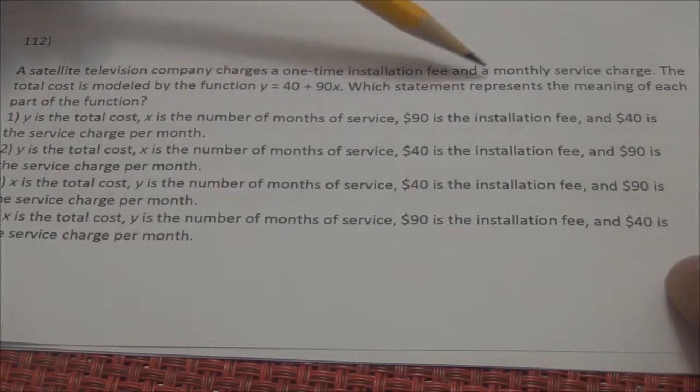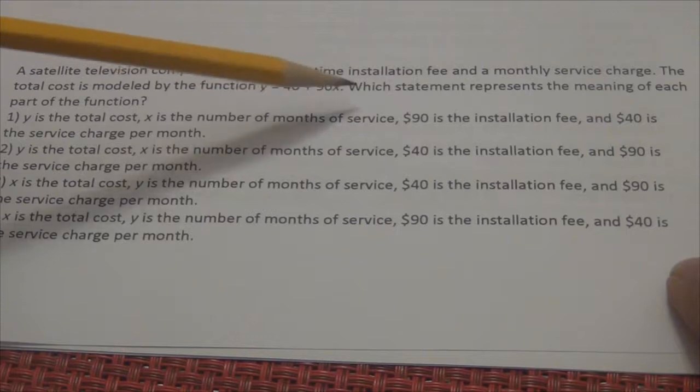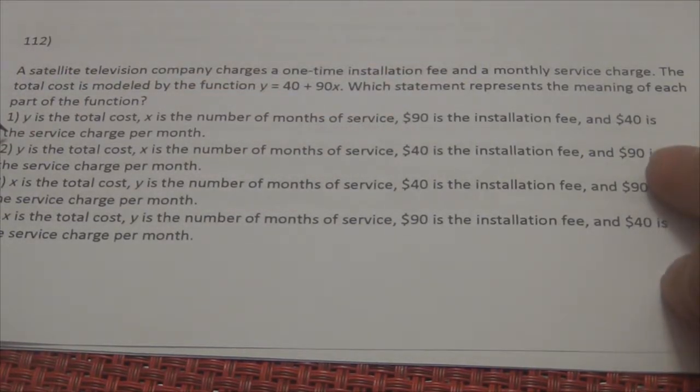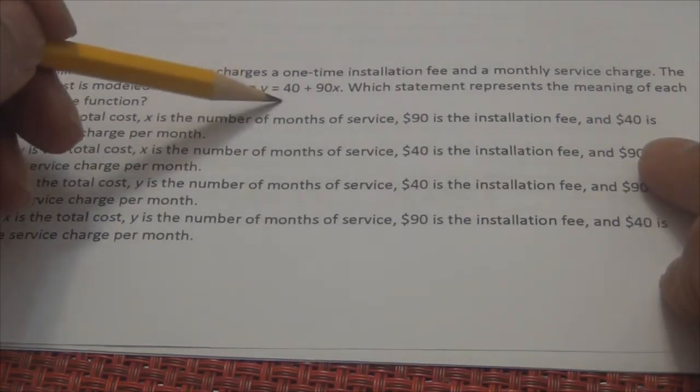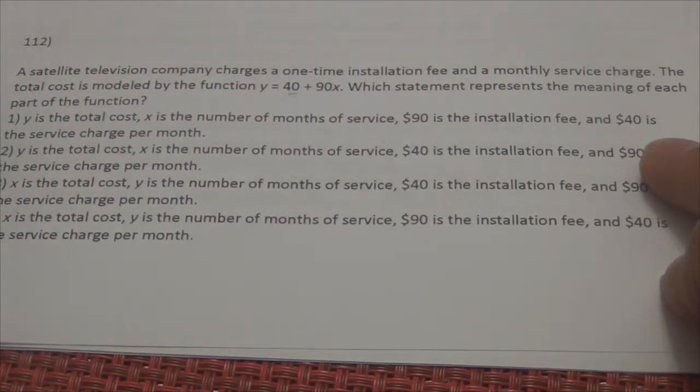Which statement best represents the meaning of each part of the function? Let's see now. Y is the total cost, X is the number of months of service, 90 is the installation fee, and 40 is the service charge per month. Okay, 40 is not the service charge per month. Look, this 40 is the one-time installation fee. All right, choice number 2.